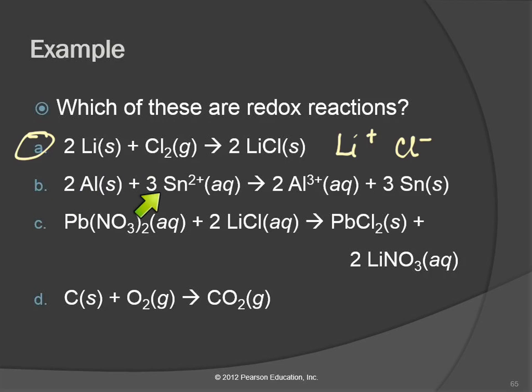Here we have aluminum and tin 2+ ion reacting to form aluminum 3+ and tin metal. How is aluminum going from no charge to a +3 charge? Are electrons being transferred? Yeah, that's what's going on here. This had no charge, and now it has a charge. This has a charge, now it doesn't have a charge. Electrons being transferred, this is an oxidation-reduction reaction.